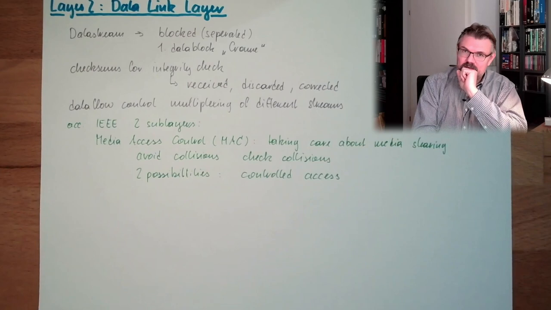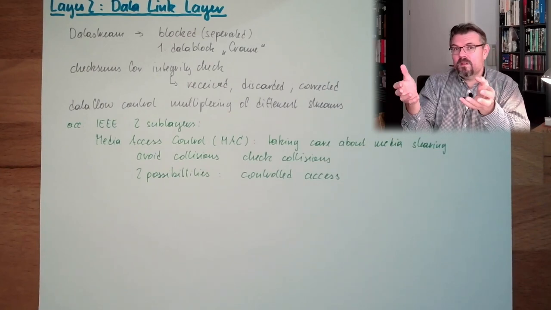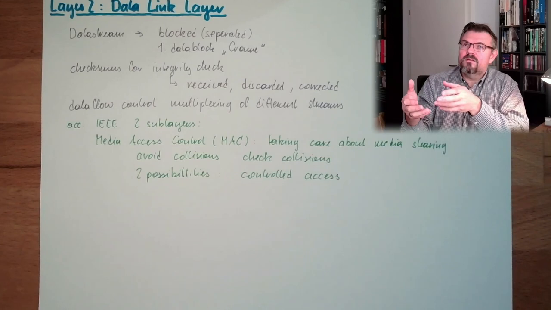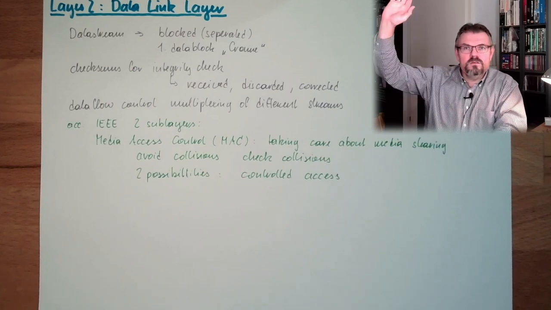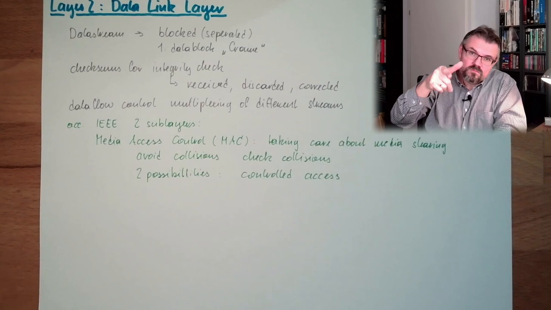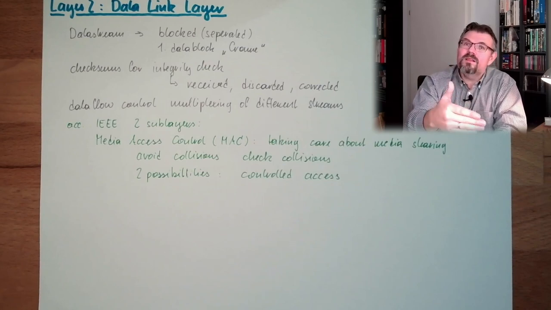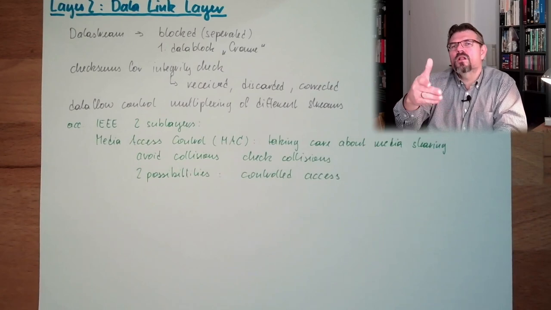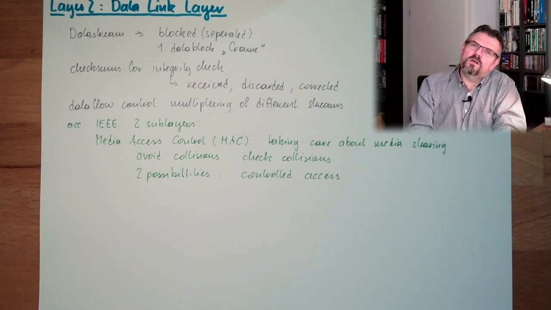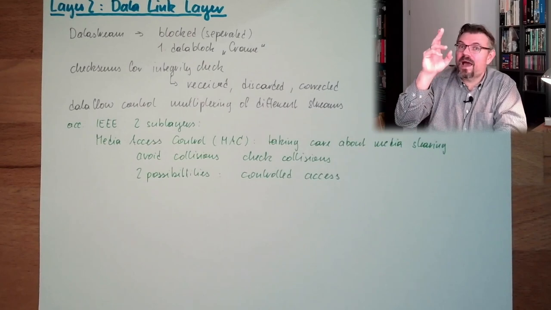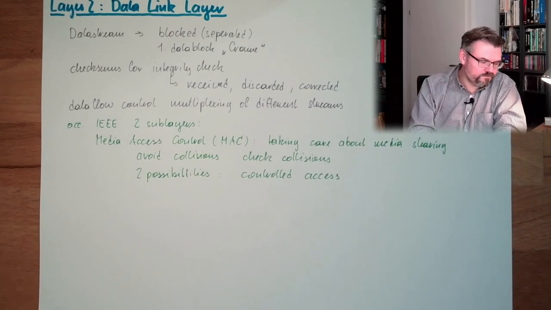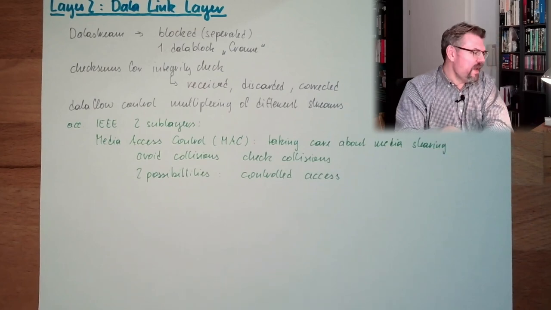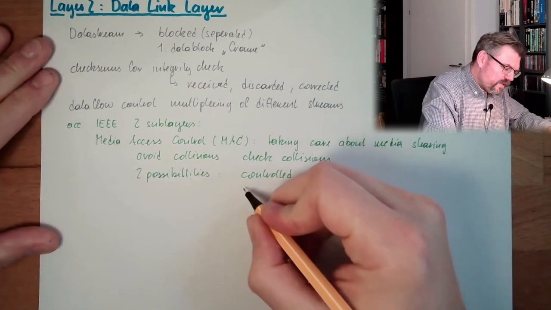Controlled access. There might be, like in our example, an additional information line, for instance optical information, to announce the will to access the media. And there are more sophisticated approaches which do not need an additional communication channel just for messaging, like "I want to tell something." Controlled access. Another thing is the distributed access.